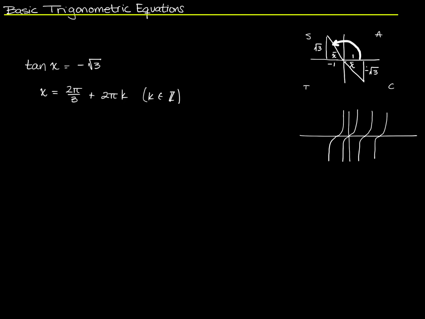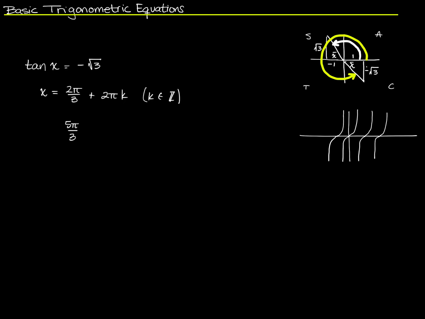The second angle that satisfies that equation, I think I'll use a different color here, is this angle all the way around here. And I can think of that a couple of different ways. If this is 3 pi over 3, this next one here would be 4 pi over 3. This is 5 pi over 3. So my next angle is 5 pi over 3.